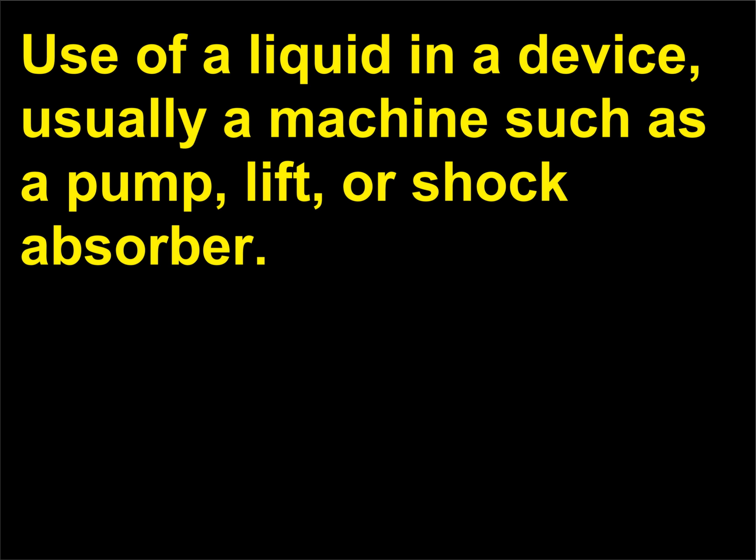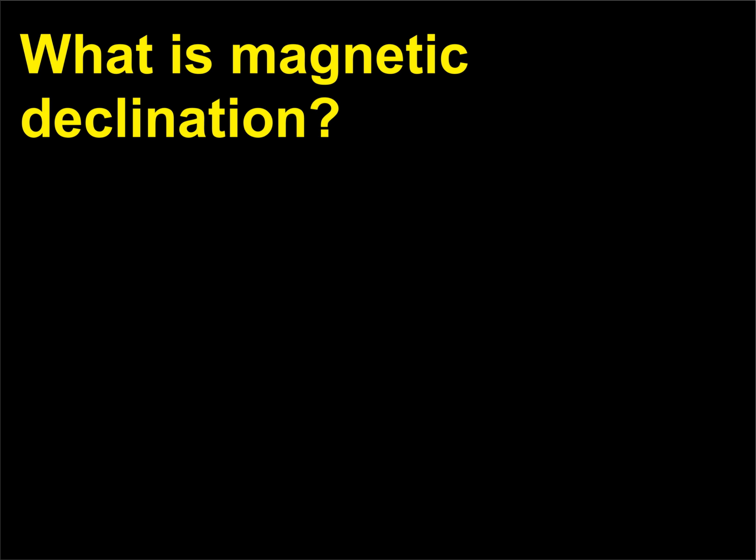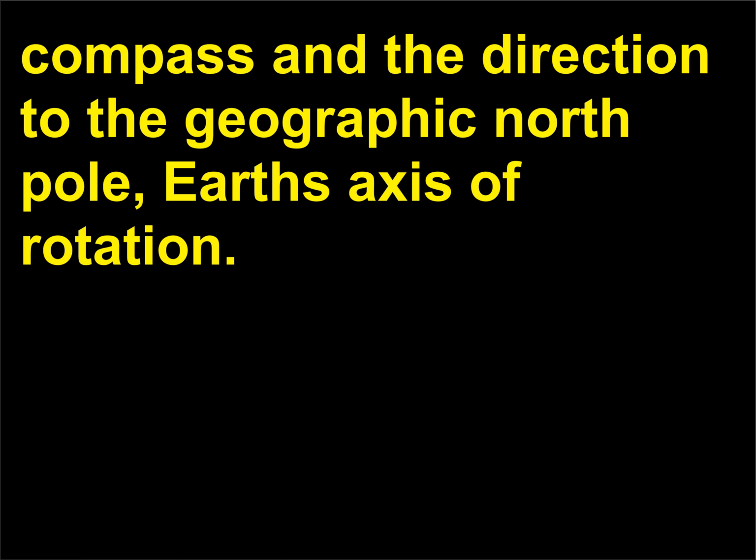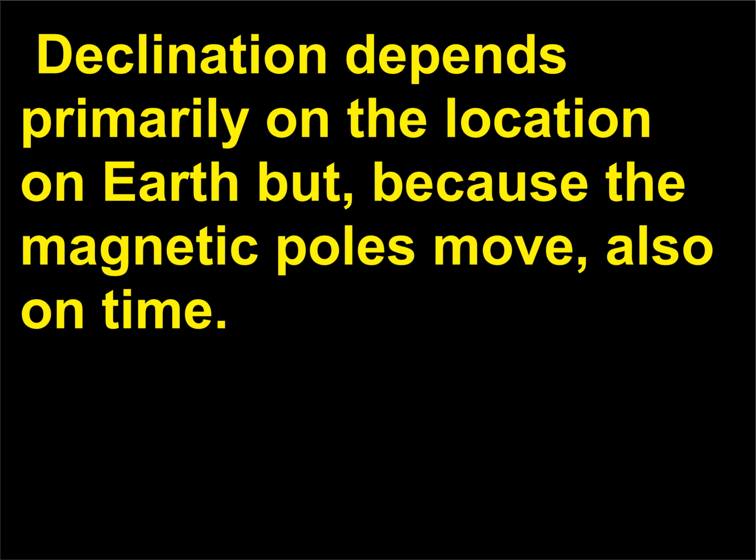What is magnetic declination? Magnetic declination is the angular difference between north as shown by a compass and the direction to the geographic North Pole, Earth's axis of rotation. Declination depends primarily on the location on Earth but, because the magnetic poles move, also on time.